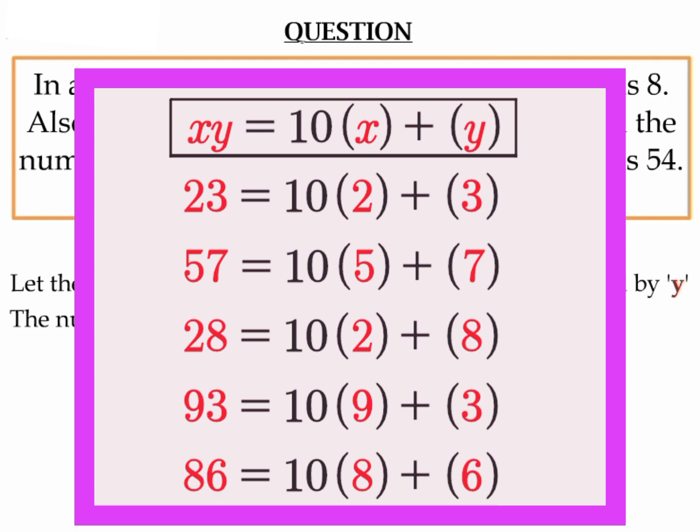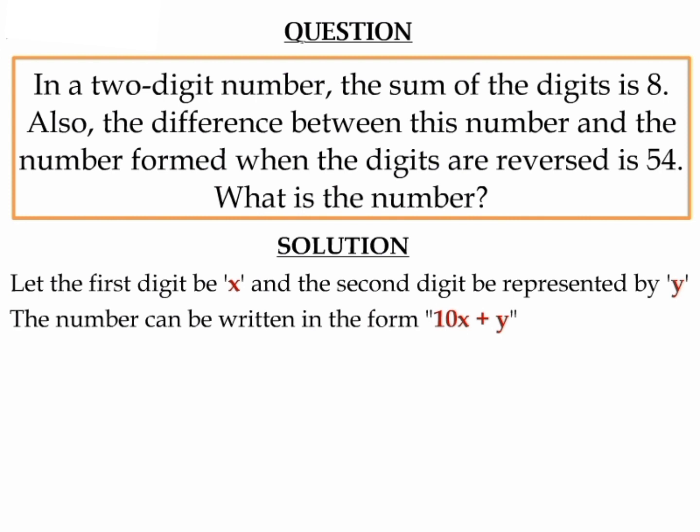Here are some examples: 23 is equal to 10 times 2 plus 3, 57 is equal to 10 times 5 plus 7, 28 is equal to 10 times 2 plus 8, 93 is equal to 10 times 9 plus 3, and 86 is equal to 10 times 8 plus 6. This is the reason why we can express the unknown two-digit number in the form 10x plus y.